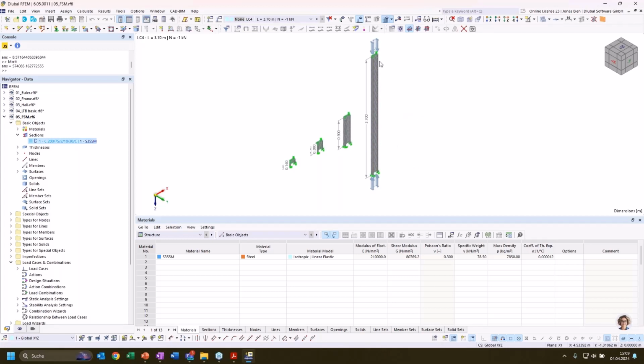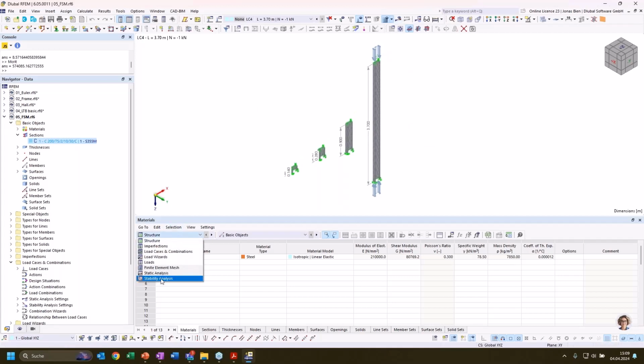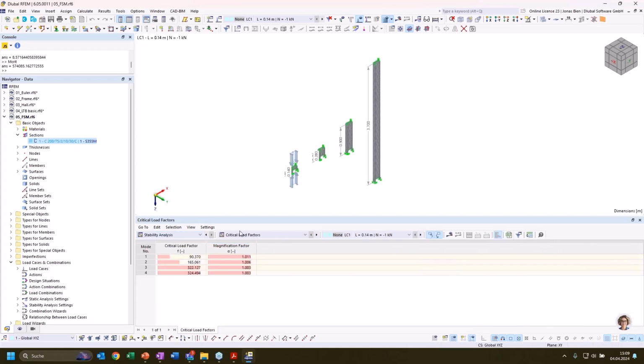So I have a beam with a certain length and I apply uniform pressure on it. But in this case, of course, I have a monosymmetric cross section, which is very thin. So let's check out the results. What do I get from such a stability analysis? Now in this case, I have performed a stability analysis of the shell model.